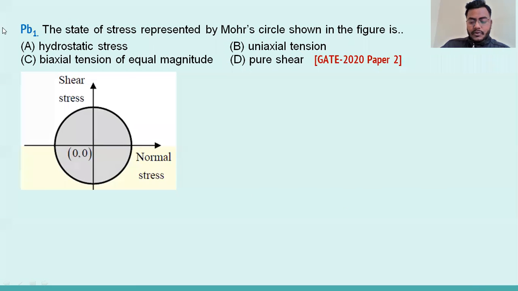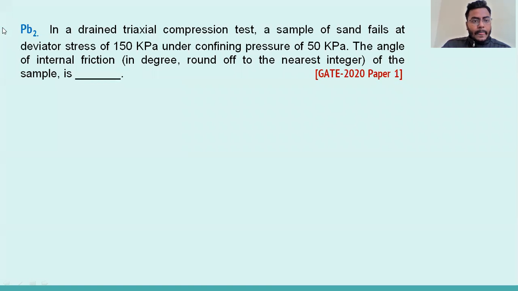Now let's go to the next question. In a drained triaxial compression test, a sample of sand fails at a deviatoric stress of 150 kilopascal under a confining pressure of 50 kilopascal. The angle of internal friction phi, in degrees rounded off to the nearest integer, of the sample is. So I'm going to give some short idea about this triaxial test.